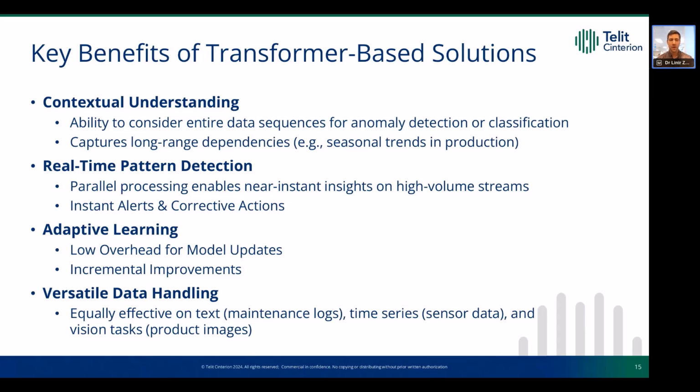Real-time pattern detection, we talked about the anomaly detection. Parallel processing enables near instant insights, very, very fast instant alerts. Adaptive learning, there's a low overhead for model updates, meaning if you need to update your data or if you update your sensors, so there's new data coming in a different format, you don't necessarily need to retrain the transformer because it's smart enough to adjust itself and learn as more data comes into it. And versatile data handling, because again, there's text, image, timestamp, logs, and all different data types the transformer can actually read and understand.